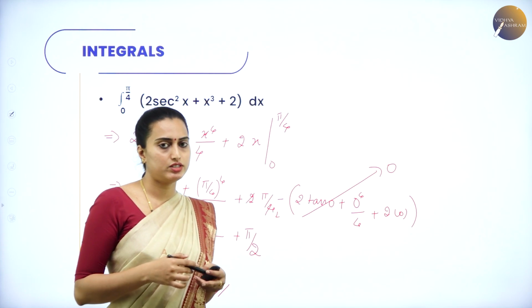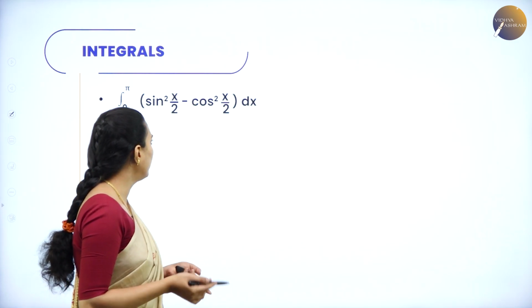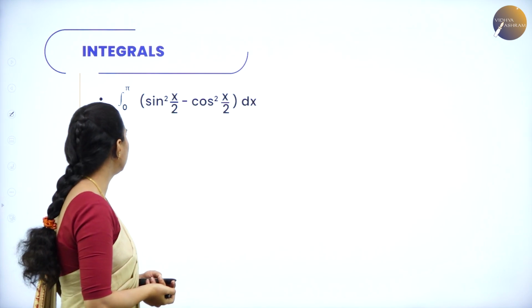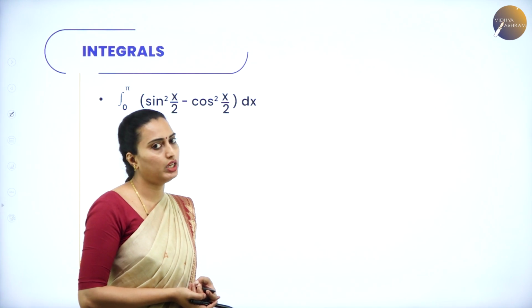You are going to get it as, dear students, I hope you understood this one. Now we'll be moving on to the next problem. Integral 0 to pi of sine squared x by 2 minus cos squared x by 2 into dx.